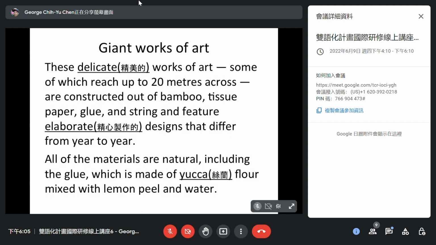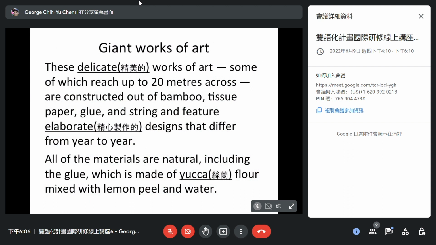So these giant works of art, these delicate works of art, some of which reach up to 20 meters across, 大概有可以高达20公尺, and are constructed out of bamboo, tissue paper, and glue, and the string, and feature elaborate designs that differ from year to year. 那每年会不同，那精心制作的设计 to, like I said, reflect some of the issues they concern.